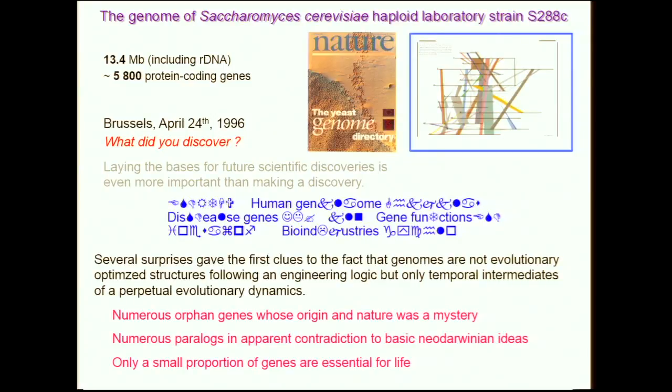Because we found, first of all, several orphan genes. Genes that have no homologue anywhere. And of course, their origin and nature was very mysterious. And this is true until today. All genomes have genes without homologues anywhere else. Our genomes have genes without homologues anywhere else, because in fact it reflects the dynamics of creation of genes, which is very intensive.